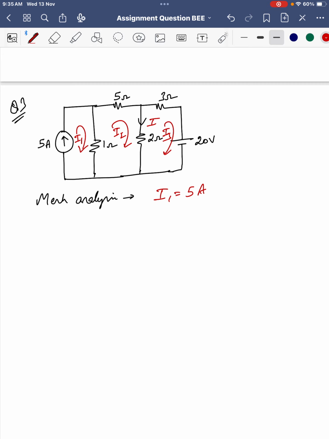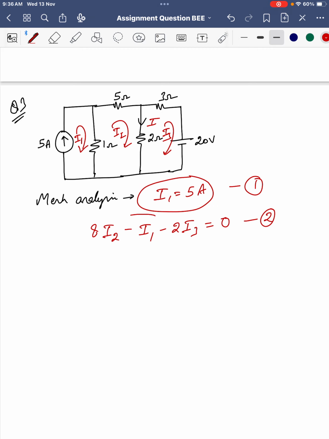Similarly for mesh 2, we have got this mesh. So applying mesh analysis there, we can easily write, so 1 plus 5 plus 2, that is 8 I2 minus I1 minus 2 I3 is equals to 0. This is equation 2. Equation 1 is here. Equation 2 can be easily converted into another equations we can add. Just putting the value of this I1 in here.